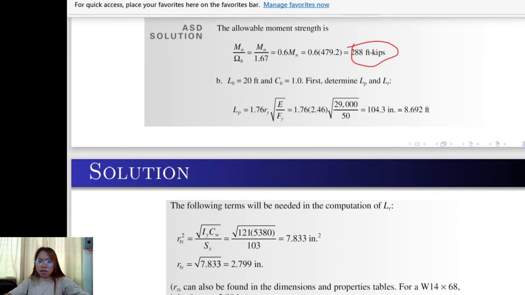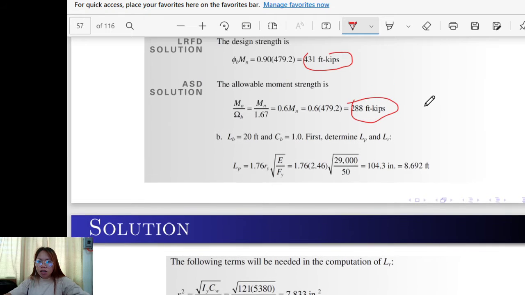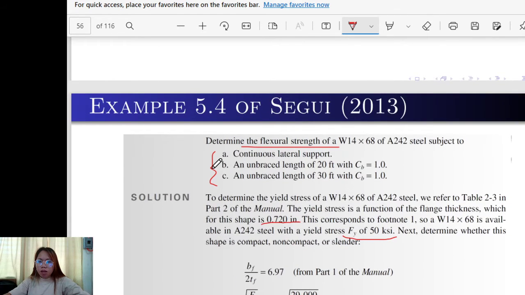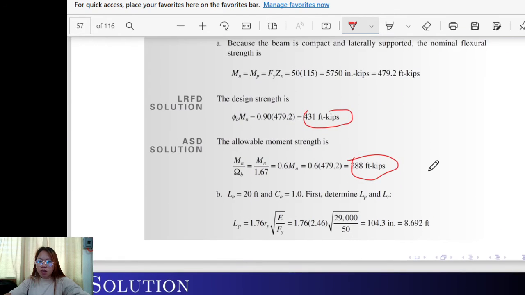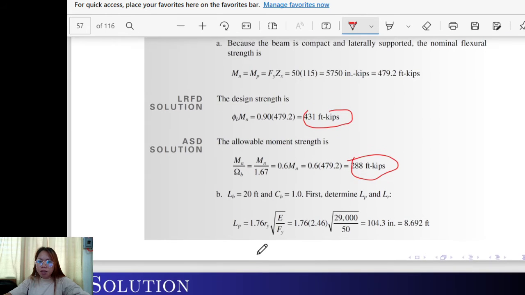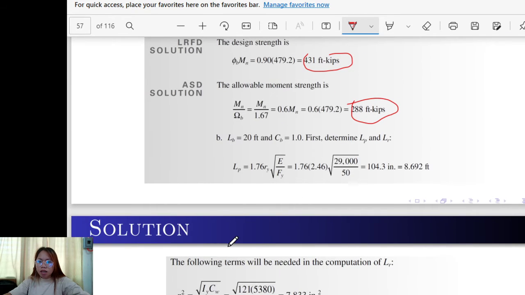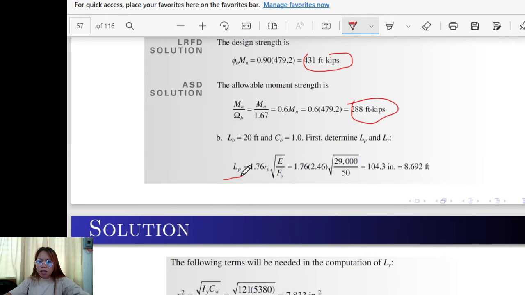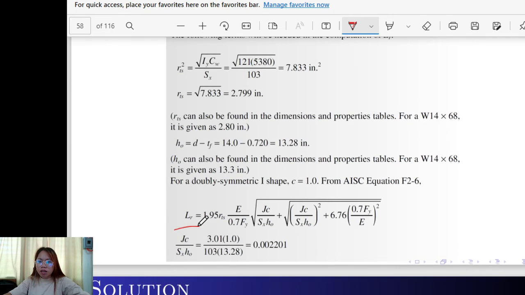Next, we have to proceed to the second condition with an unbraced length of 20 feet with C sub b 1.0. First, we have to determine the values of L sub b, L sub p and L sub r.